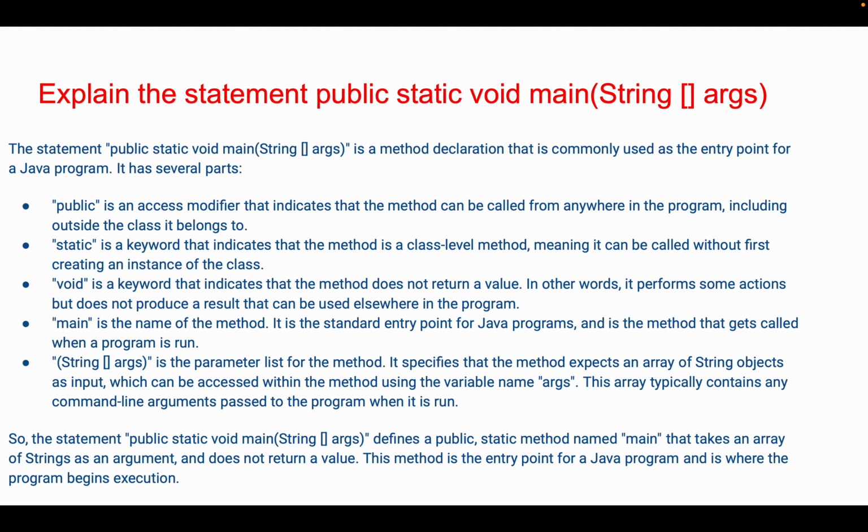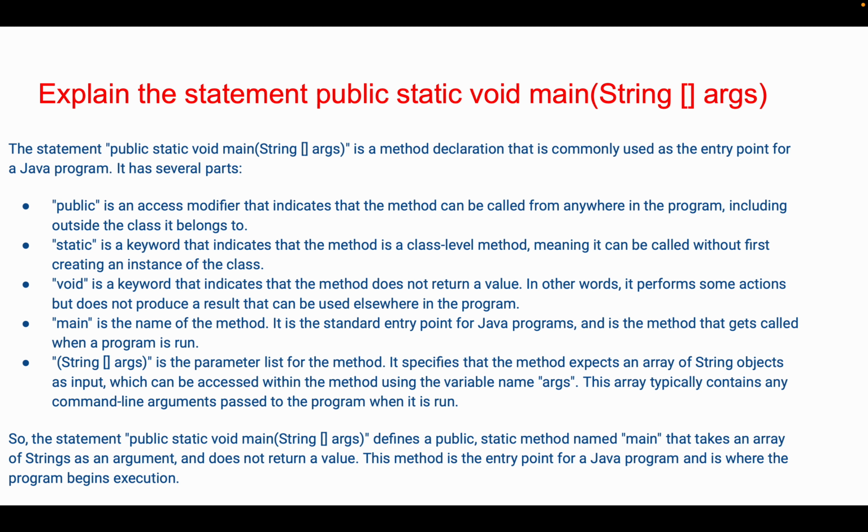The second keyword is static. Static is a keyword that indicates that the method is a class level method, meaning it can be called without creating an instance of the class. So for calling static methods, we do not need to create objects of the class. It can be called directly using the class name. That is the advantage we get by using static. It belongs to the class rather than the objects.